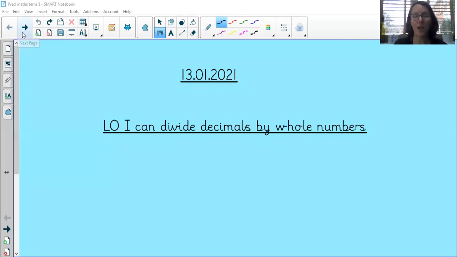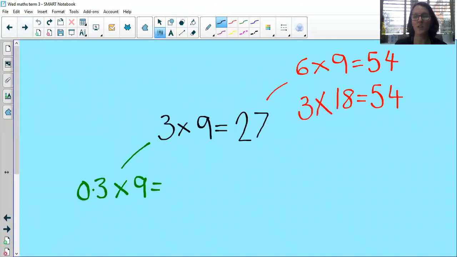Okay, all ready to go? So we're starting off with the fact web. I've put the fact in the middle of the paper that you're going to need: 3 multiplied by 9 is 27. And what you're going to do is write all the other facts that you know, if you know that 3 times 9 is 27.